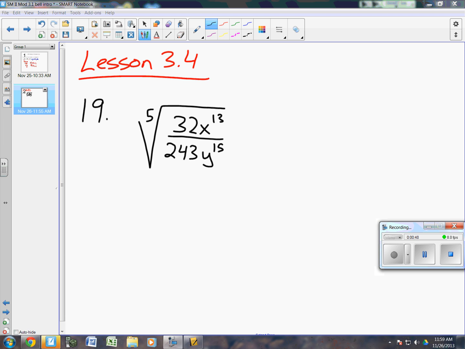The 5 under the what? The 13, the 15? Okay, now you have to do that. That's partly right. But see this 32? You also have to take the fifth root of 32.